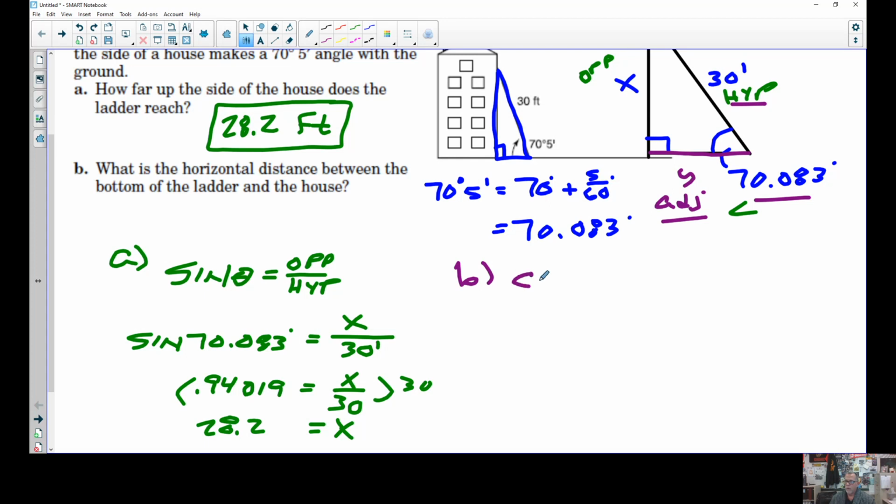Well, that would be cosine, because we know cosine theta is equal to the adjacent side over hypotenuse. And for us, that means cosine of 70.083 degrees is equal to the adjacent side we don't know, we're calling y, over 30. So now I need 30 times the cosine of this. So let's just put that all in the calculator in one step. 30 cosine of 70.083 degrees. Again, knowing my mode is in the correct degree mode.